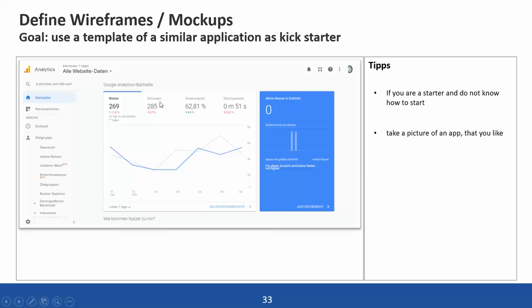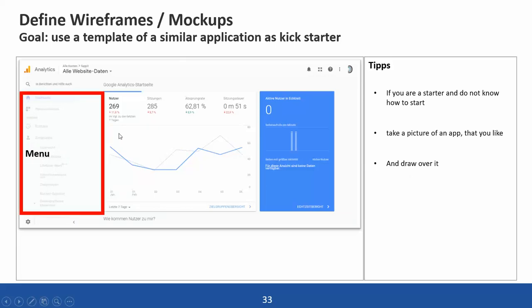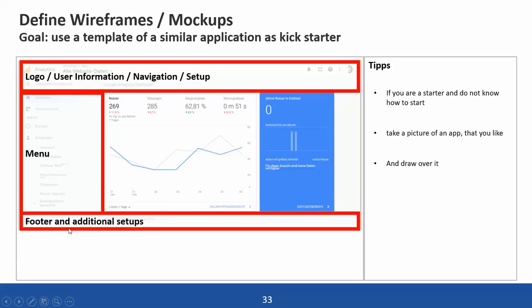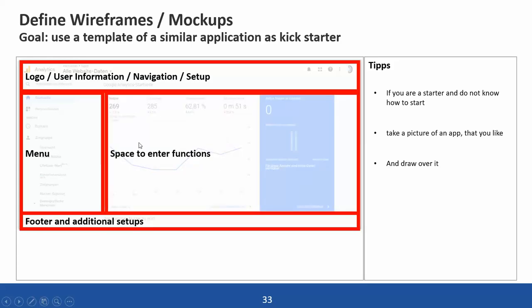And like I used here the analytics screen, and what I can already learn is that if I have such a screen that I can drag over, I will need a menu area. So I can draw here, my new application will have a menu area. It will also have some area for logo, user information, navigation setup. It will have some footer and additional setups, and here is the space to enter my functions. I mean, if you use another application, it can be really different. Perhaps it only has a logo and nothing else. But you can see how an application you like can really help you, give you some hints and give you a template you can draw over.